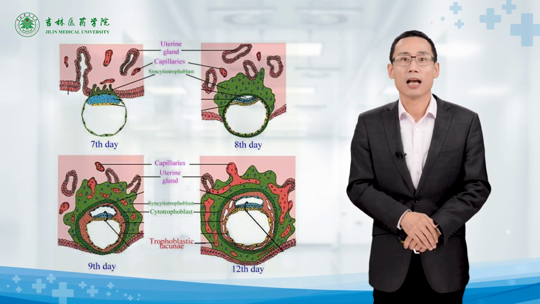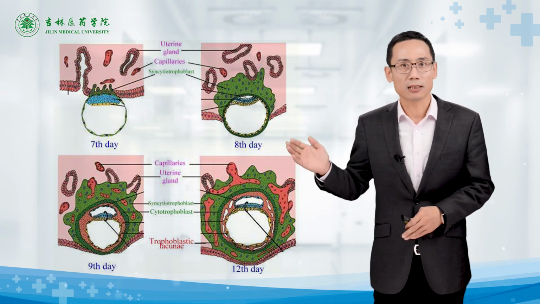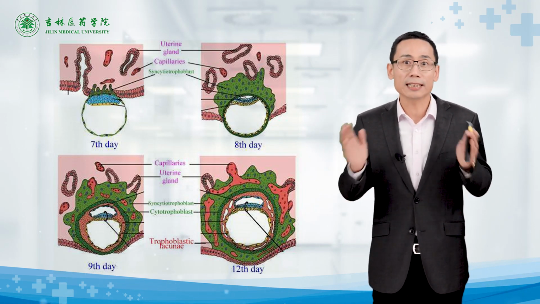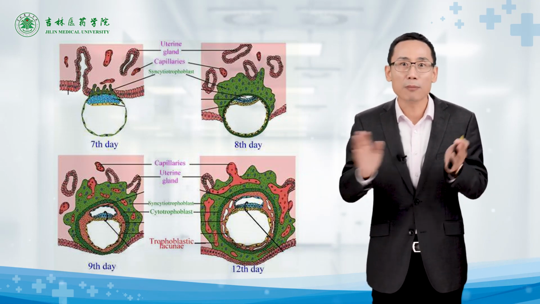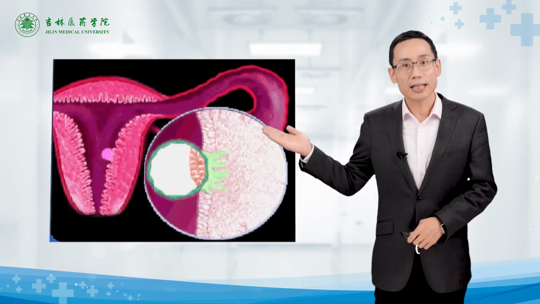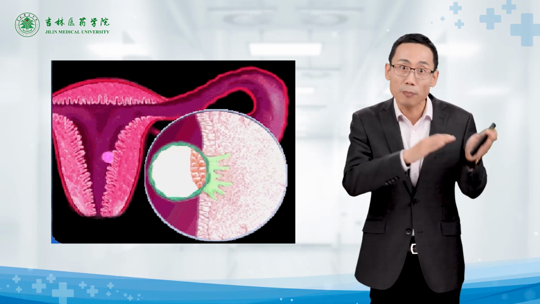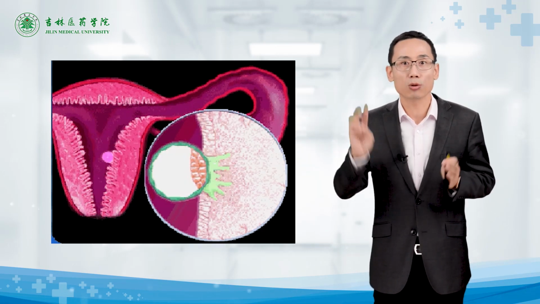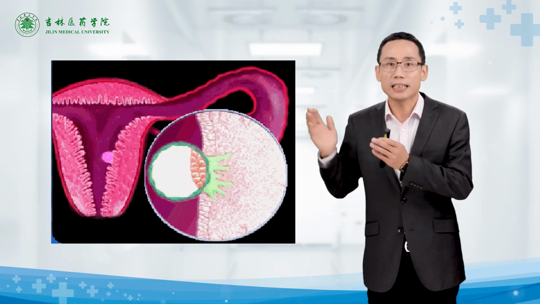You can see the growth of syncytial trophoblast on the 7th day, the 8th day, the 9th day, and the 12th day. The trophoblast cells differentiate into inner and outer 2 layers. Finally, the whole embryo is embedded in the endometrium. This animation shows the process of the blastocyst embedding into the endometrium, and in this process, the trophoblast is divided into 2 layers, the inner cytotrophoblast and the outer syncytial trophoblast.